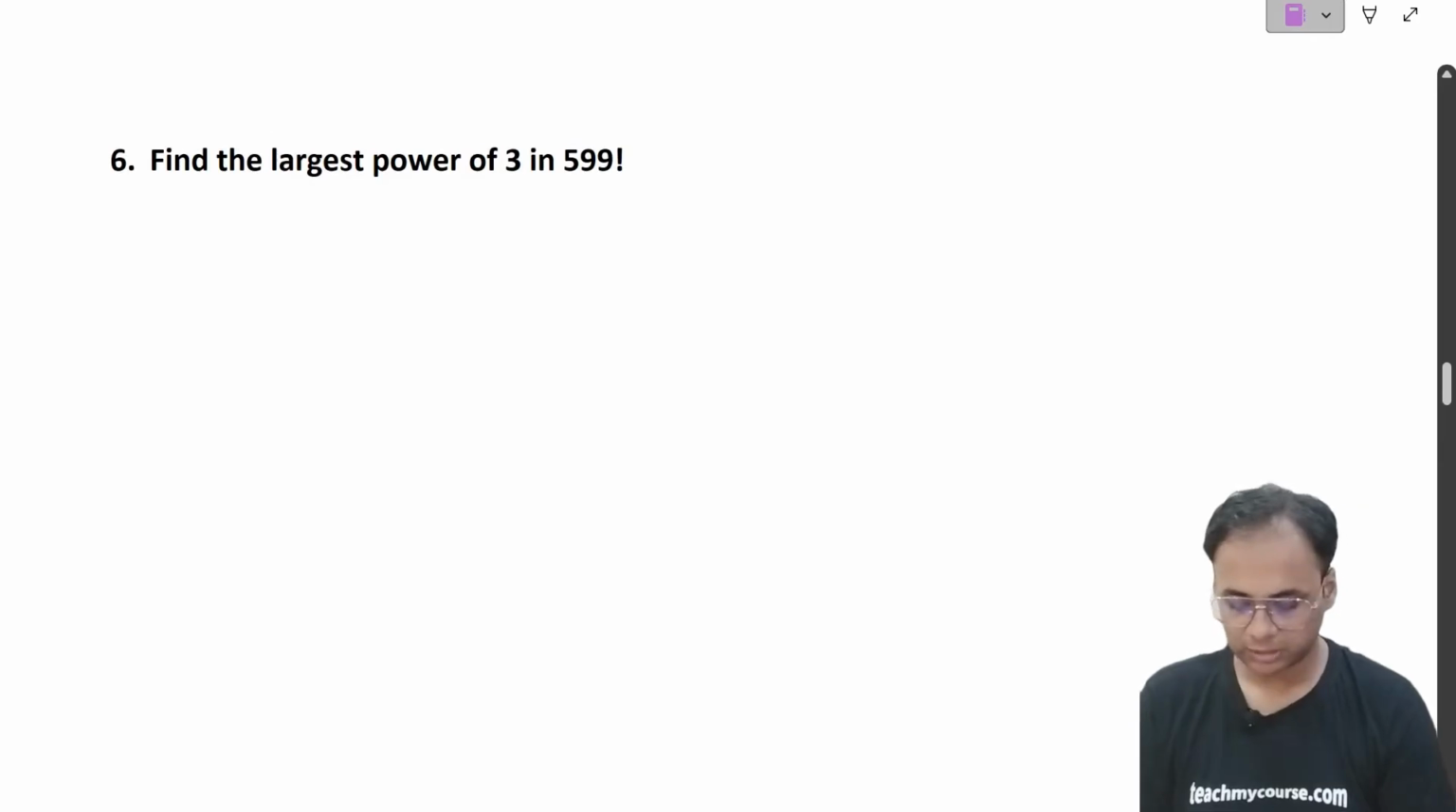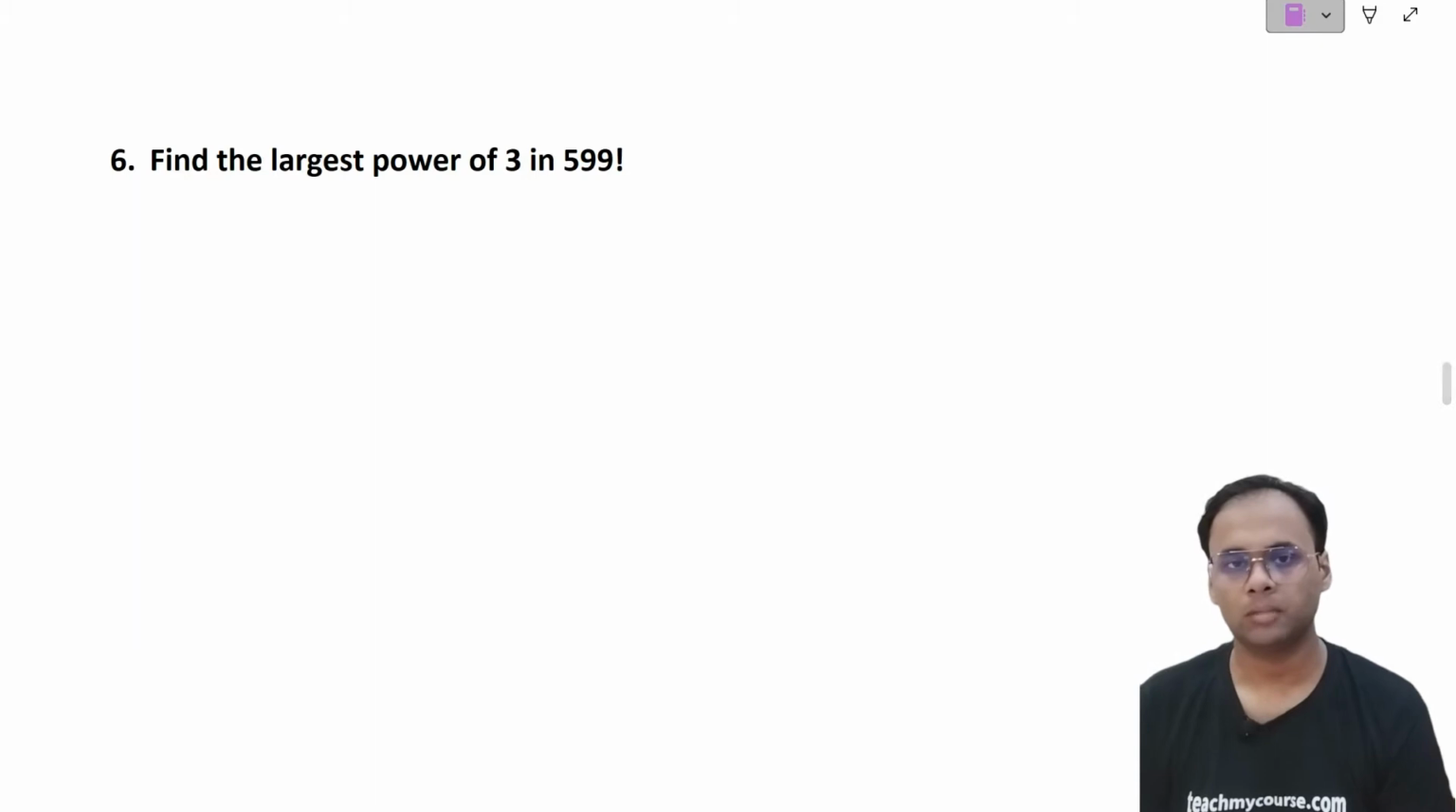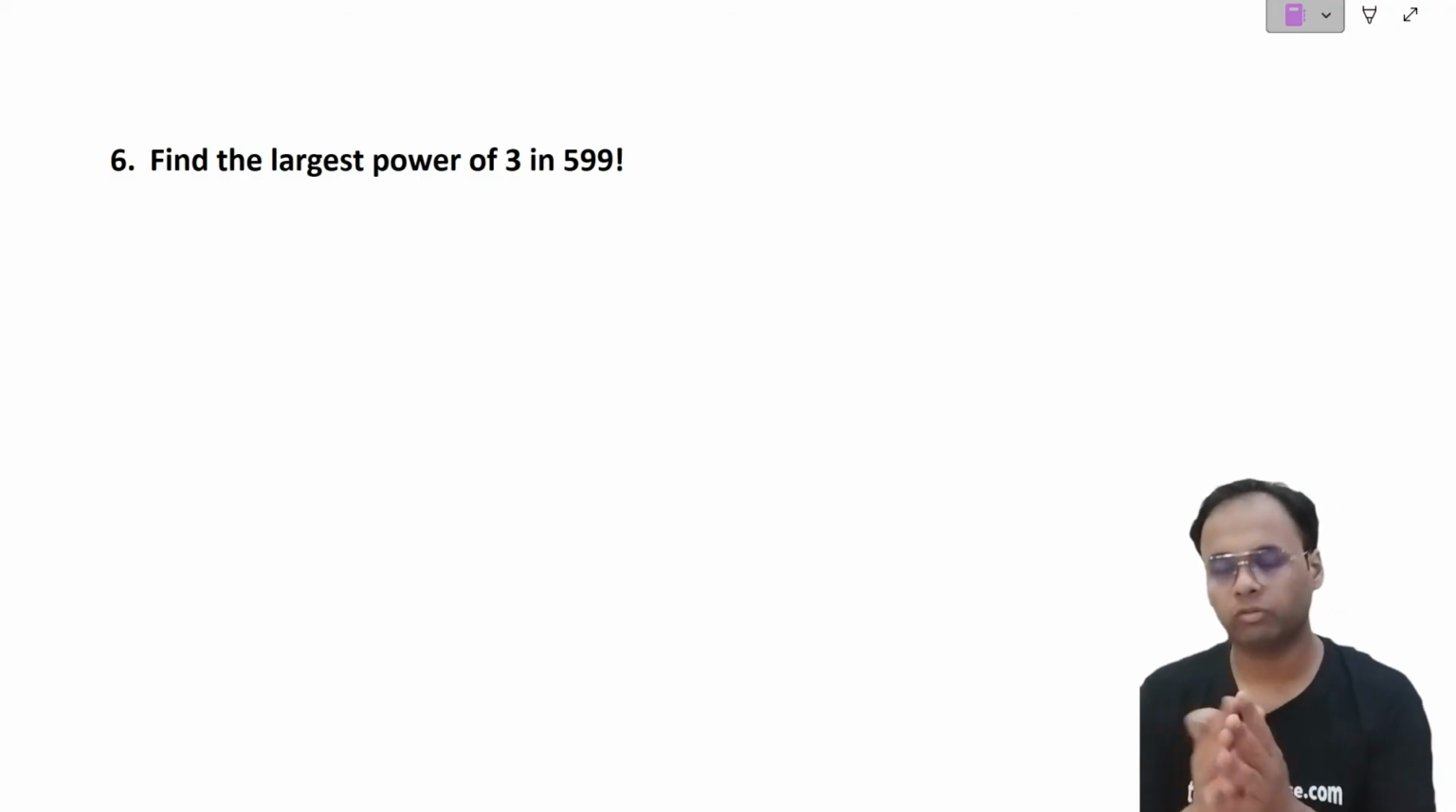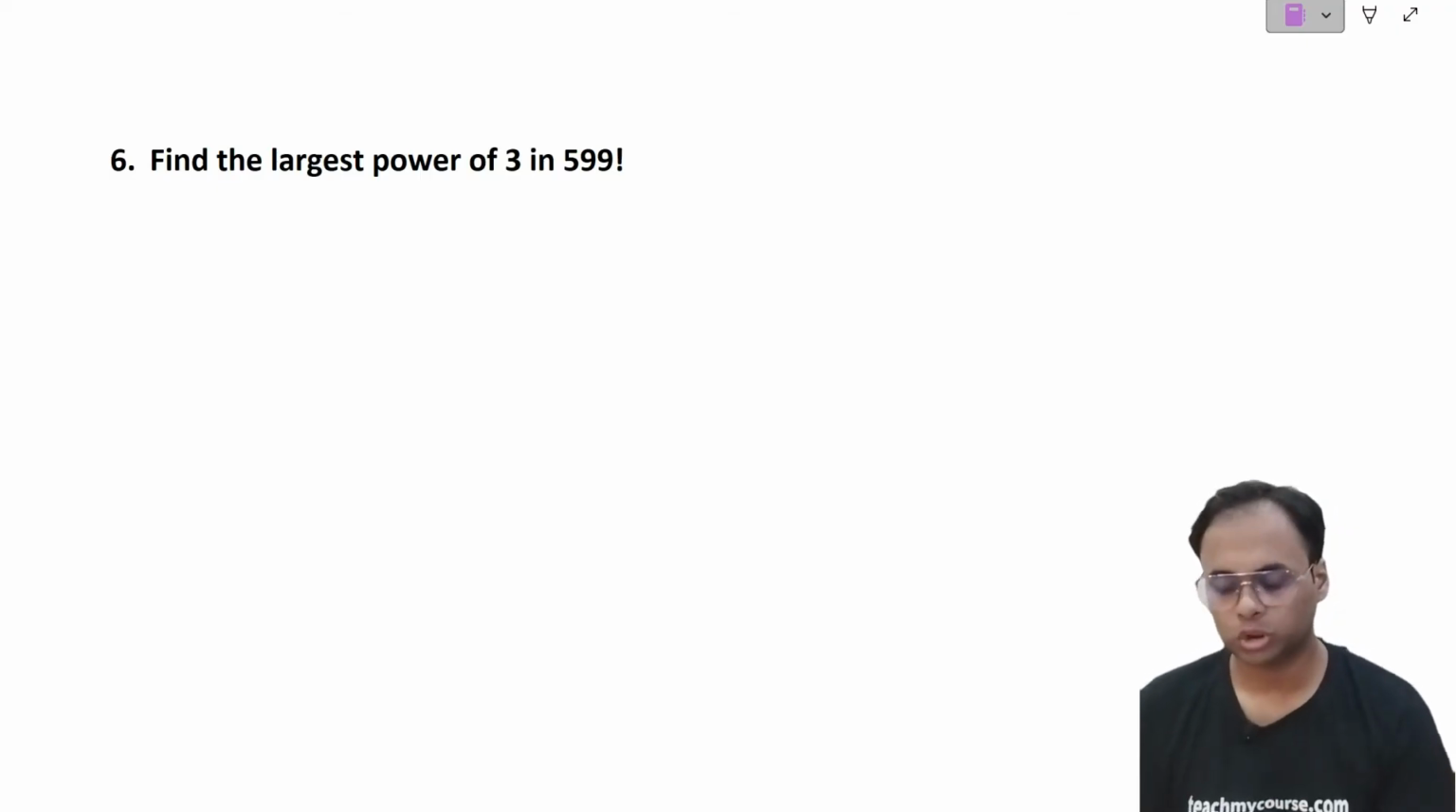It says find the largest power of 3 in factorial 599. So do we need to multiply 599 with 598 and 597? No, it doesn't look feasible. So there has to be a trick for that. Do watch this solution carefully.